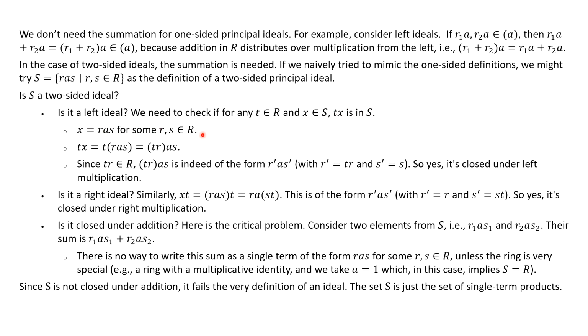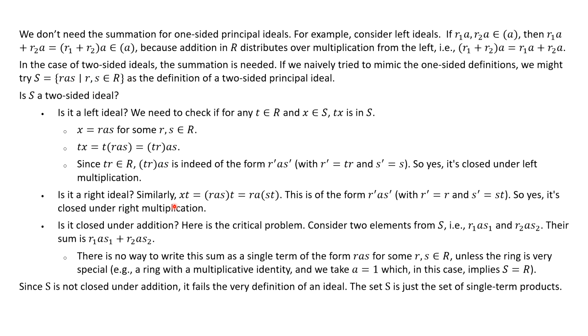We first know that X, being in our proposed ideal, can be written in this form here. Then T times X has this form here, just plugging in X, and then we can group the T and the R together. But T times R is actually an R. So we get something in the form R prime A S prime, where R prime equals TR and S prime is just S. And so we have closure under left multiplication. So this thing here is a left ideal.